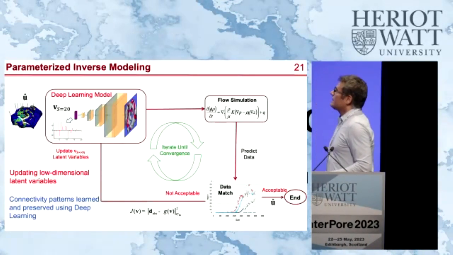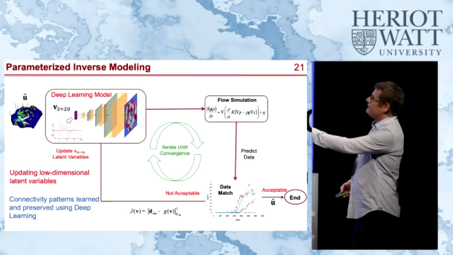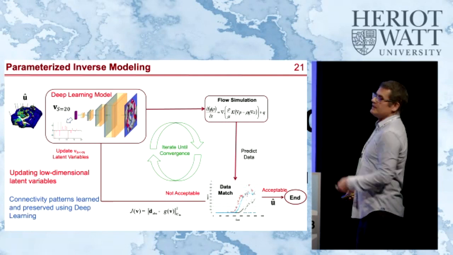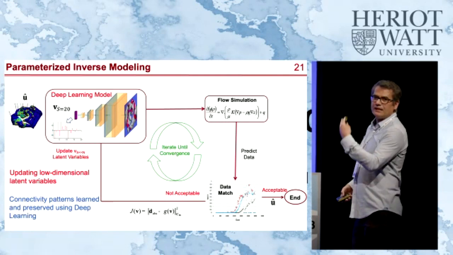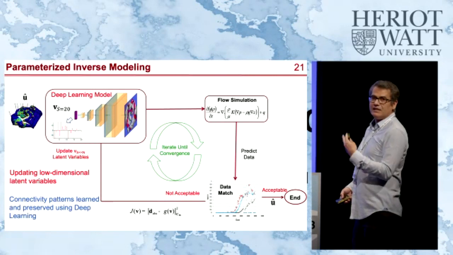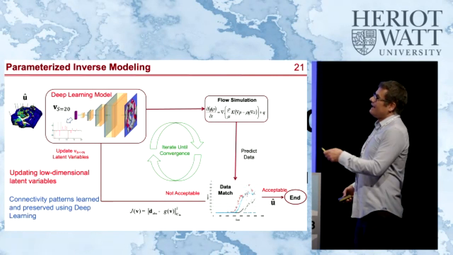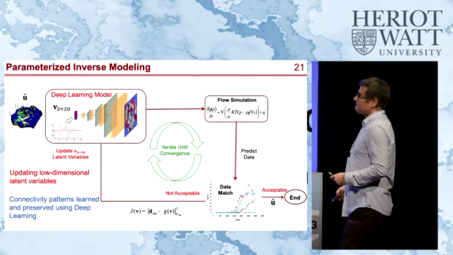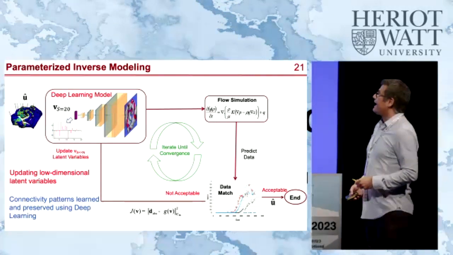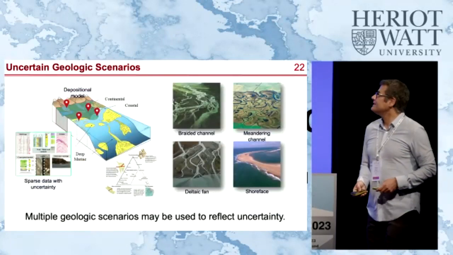So very quickly, the parameterization: going back to this loop for model updating, now we have a deep learning model here with a low-dimensional representation, and this decoder allows us to create patterns that, in terms of spatial connectivity, are consistent with our prior data. It also allows us to update the model to create patterns that can match the data.